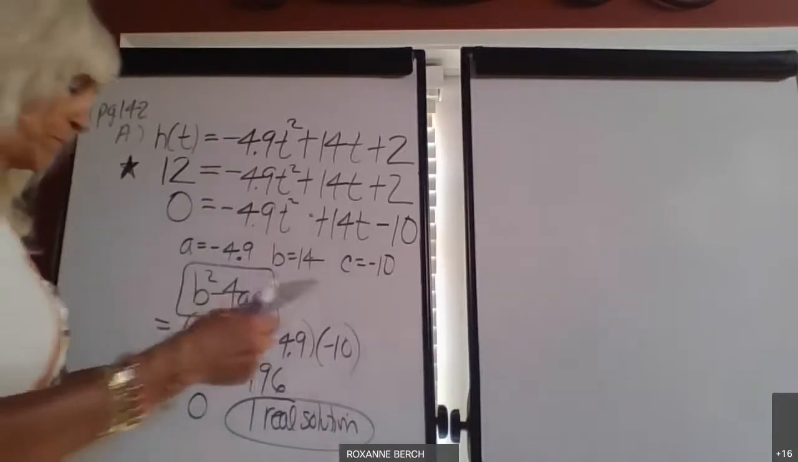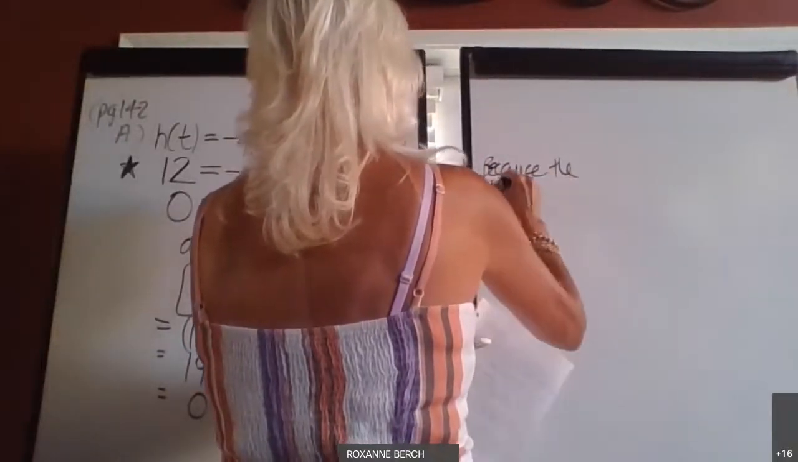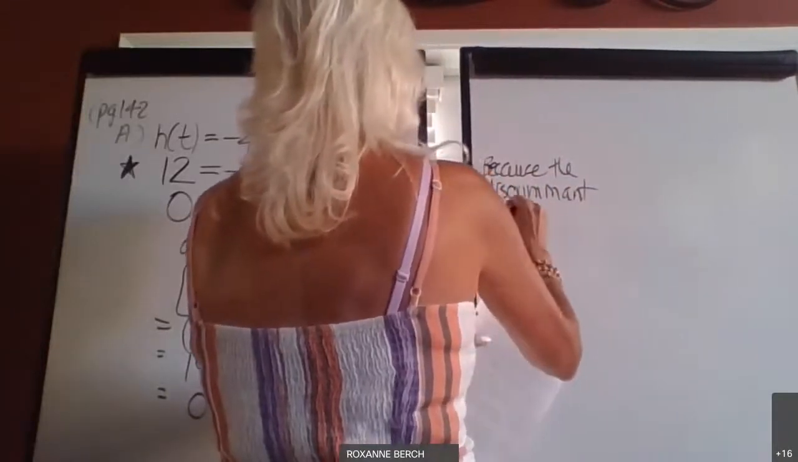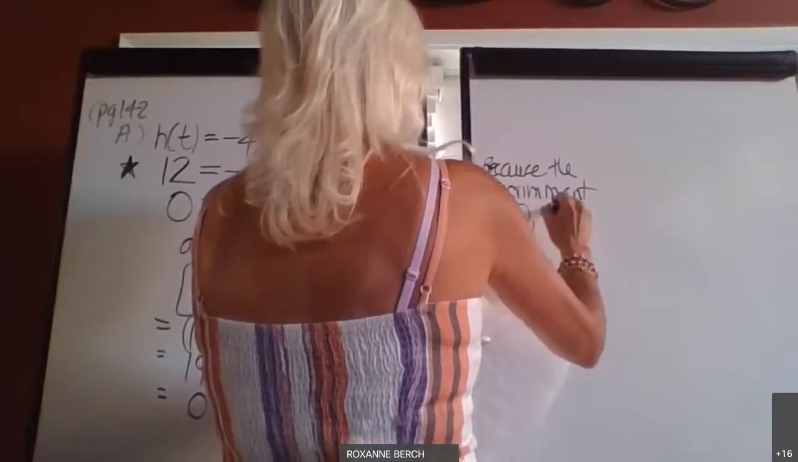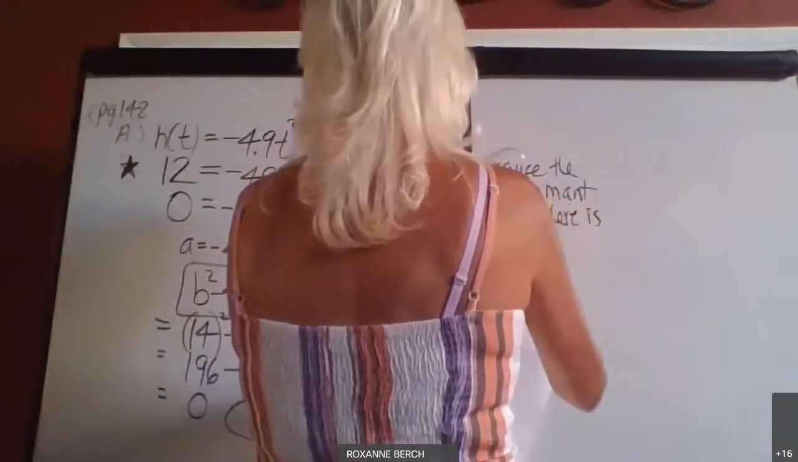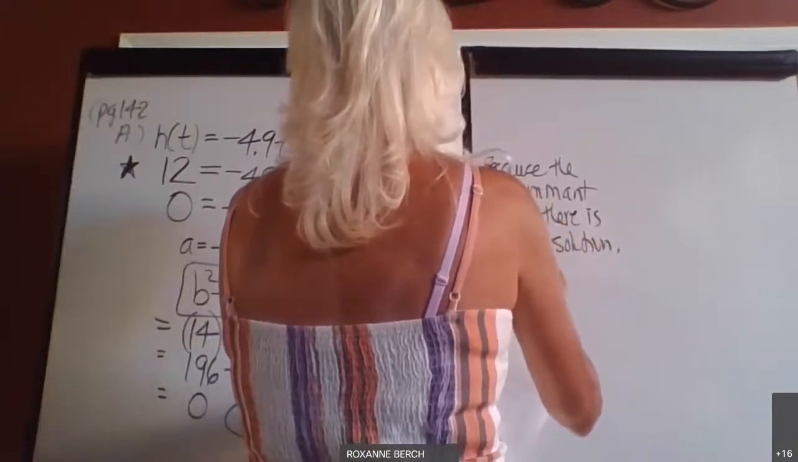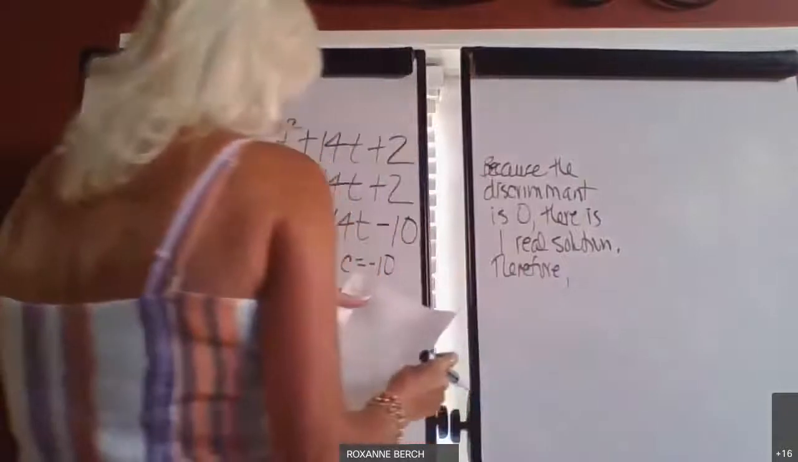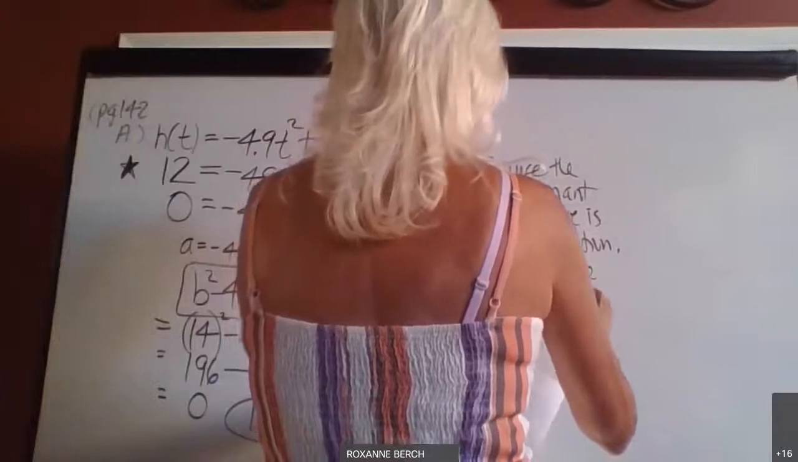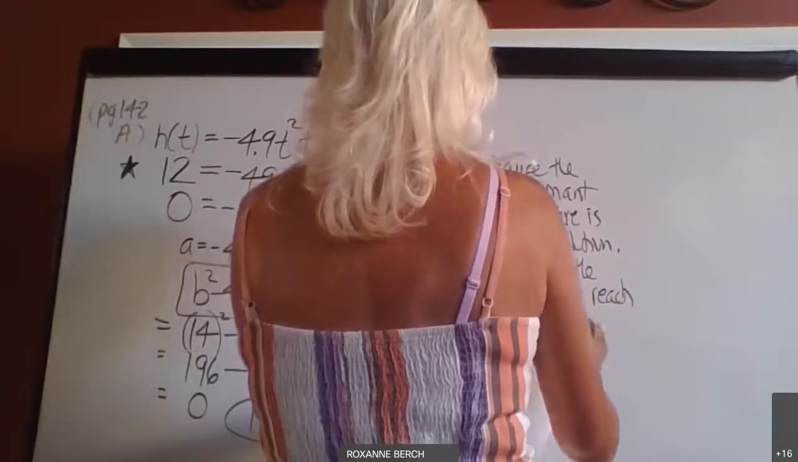So here's what we're going to write. We're going to say, because the discriminant is 0, there is one real solution. Therefore, the ball does reach a height of 12 meters.